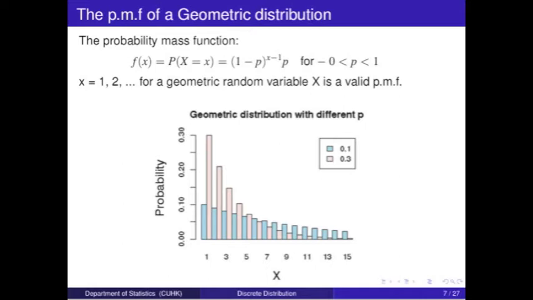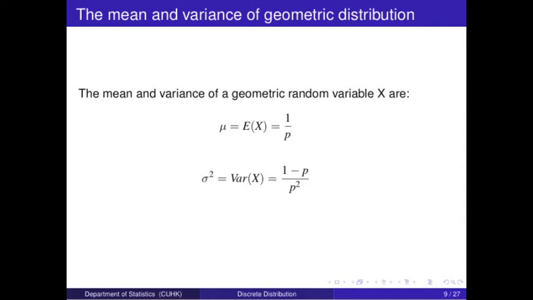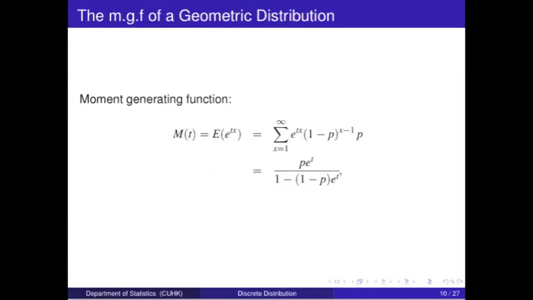The probability mass function of geometric distribution is in this form. The graph of the PMF with different values of X is shown here. The cumulative distribution function of geometric distribution is in this form. The graph of the CDF is shown here. The mean and variance of a geometric random variable X are in this form. The moment generating function of geometric distribution is in this form.